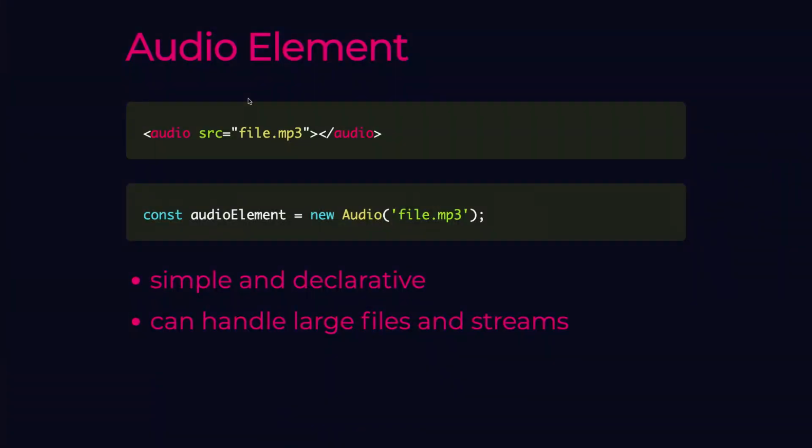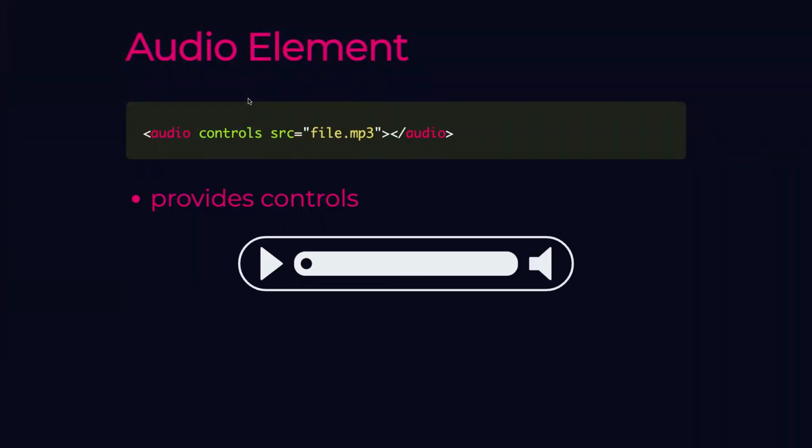But the audio element has also a couple of more built-in functionalities. So it comes with controls. You just have to say that you want them by specifying the attribute, and then you get a small player. That looks different in every browser. That's not standardized. But you always have a play button, a progress bar, and a little speaker icon to control the volume.